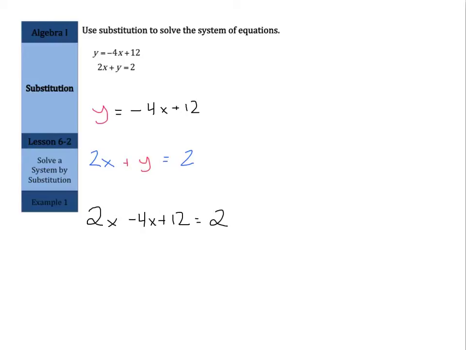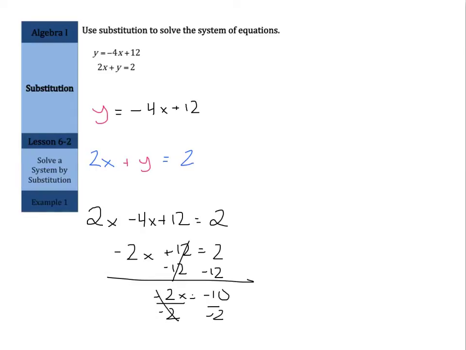What this allows us to do now is to solve for x. It allows us to solve for a single variable. So if we simplify this, 2x minus 4x is negative 2x plus 12 equals 2. Subtract 12 from both sides. And negative 2x equals negative 10. Divide by negative 2 on both sides, and you get x equals 5. We're able to solve for a single variable. Now, that was step 2.